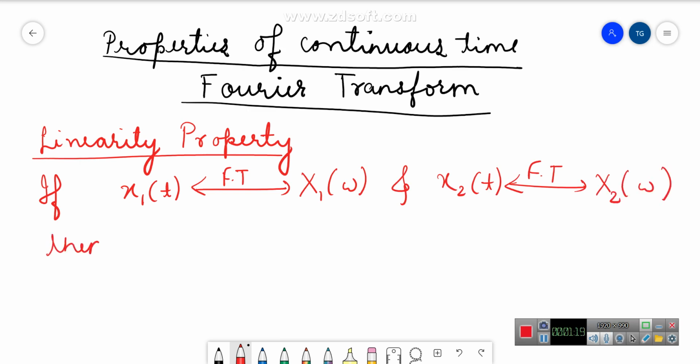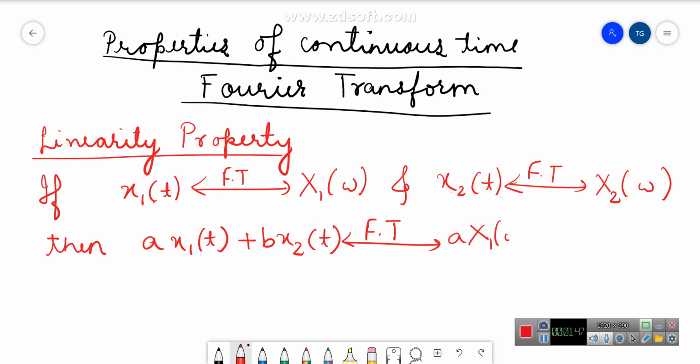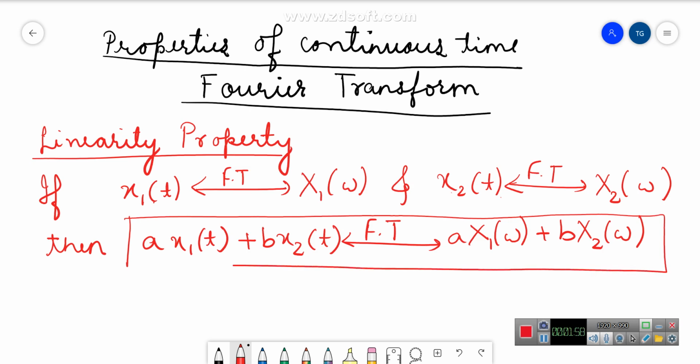Then a x1 of t, so this signal x1 of t is multiplied with a constant a, plus b x2 of t. This time domain signal x2 of t is multiplied with a constant b. Then the Fourier transform of this kind of signal is a X1 of omega plus b X2 of omega. This is what our linearity property states. So we have to prove this now.